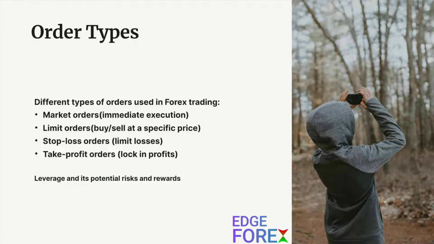So let's talk about stop loss orders. These are crucial for managing risk. You set a price below the current market price for a buy trade or above for a sell trade. If the market moves against your position and reaches your stop loss level, the order will automatically close. So it'll limit your potential losses. So take profit orders. Similar to stop loss orders, these help to lock in profits. You set a price above the current market price for a buy trade or below for a sell trade. If the market moves in your favor and reaches your take profit level, the order automatically triggers, closing your position and securing your profits.